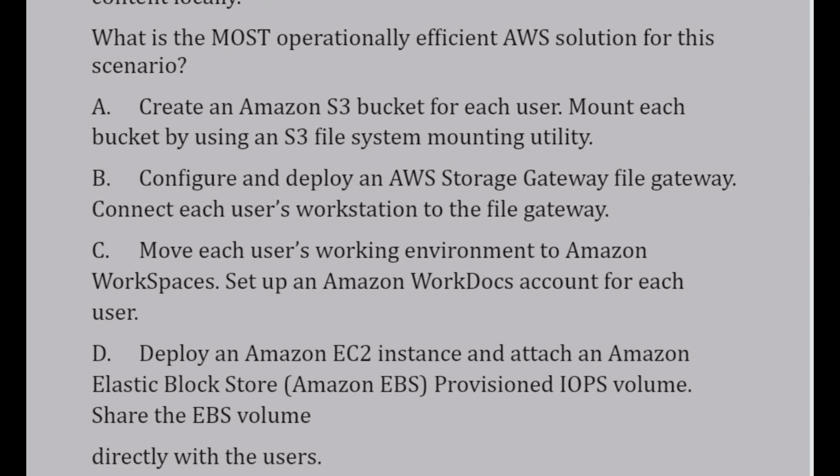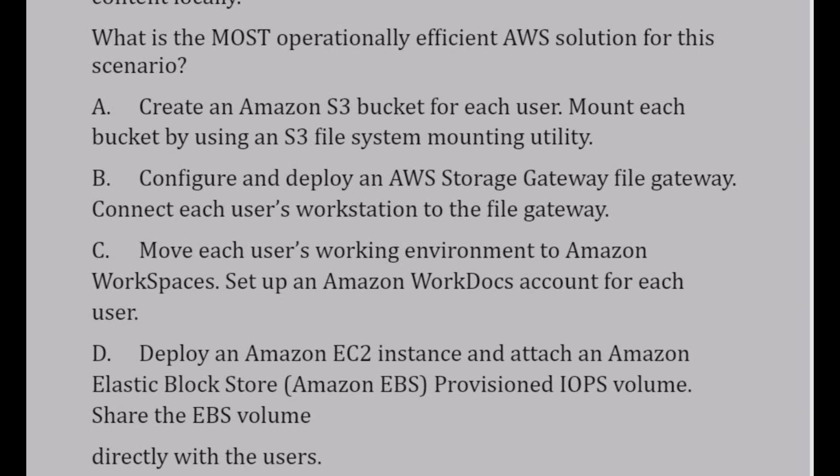Option A. Create an Amazon S3 bucket for each user. Mount each bucket by using an S3 file system mounting utility. Option B. Configure and deploy an AWS Storage Gateway file gateway. Connect each user's workstation to the file gateway.